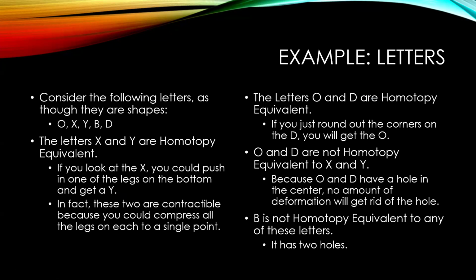And so O and D are homotopy equivalent because we could just kind of round out the corners on the D and we get the O. And so this idea of treating them as though they are rubber, a little bit malleable, we can say that these two shapes, the letter O and the letter D, are homotopy equivalent. O and D are not homotopy equivalent to X and Y.